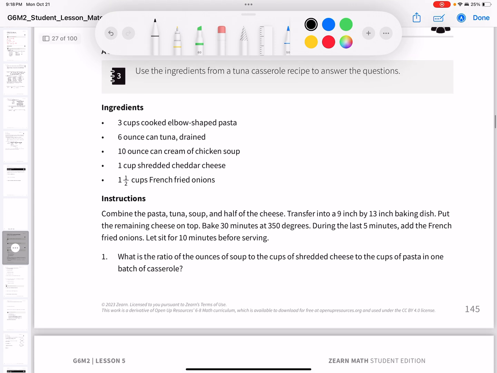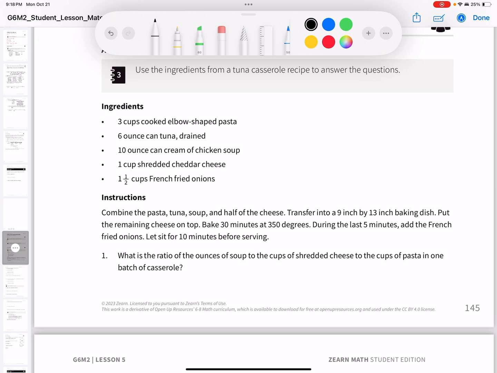So here are the ingredients. 3 cups cooked elbow-shaped pasta, 6-ounce can tuna, drained, 10-ounce can cream of chicken soup, 1 cup shredded cheddar cheese, 1.5 cups French fried onions.